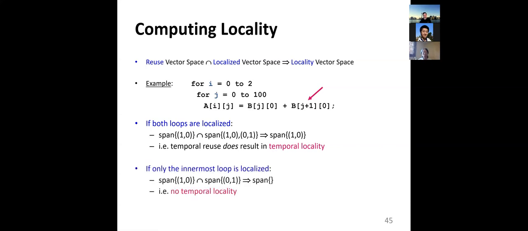If only the innermost loop is localized, if we only look at this loop alone, and we don't look across this dimension, then we get span{(1,0)} intersection span{(0,1)}, which is an empty set, and that means there's no temporal locality here. So if we look just at this loop alone, there's no temporal locality. If I look at the two nested loops, then there is temporal locality on top of this, right? Span{(1,0)}. So you see, for the same loop, there might be a difference here.